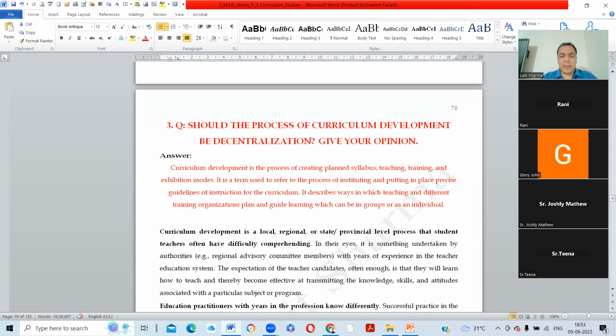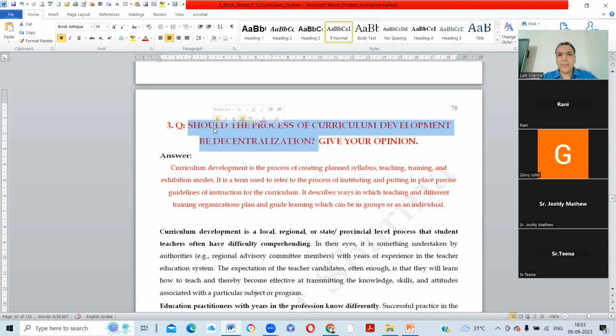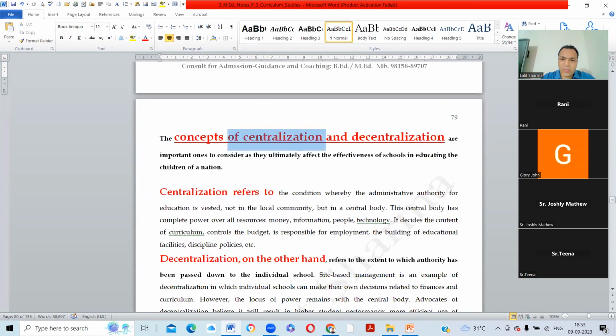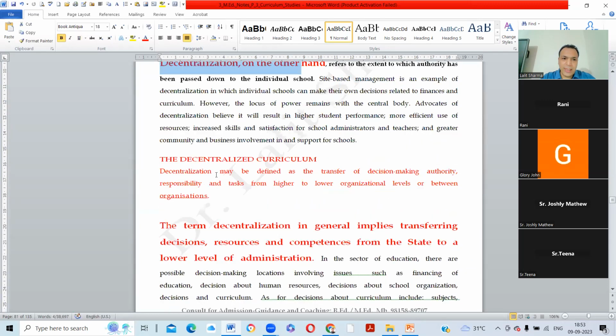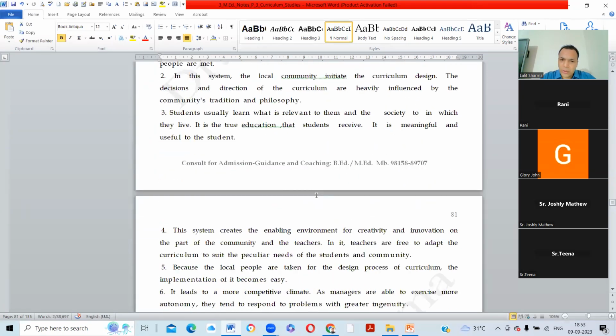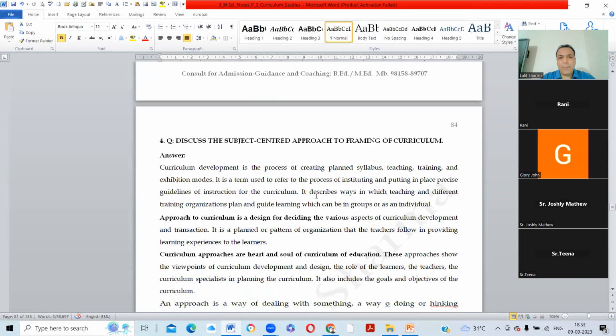So should the process of curriculum development be centralized? You have to talk about the decentralization system and the centralization system, and in the end you can say that yes, curriculum development should be decentralized. Because every stakeholder, whether students, parents, teachers, or community, should participate in curriculum development, since our goal is to develop the personality of the child. This you have to write under this question. करिकुलम, ये देखो कंसेप्ट ऑफ सेंट्रलाइजेशन एंड डिसेंट्रलाइजेशन. ओके, ये सेंट्रलाइजेशन का मीनिंग समझाया हुआ है, डिसेंट्रलाइजेशन का मीनिंग है. ओके, देन द डिसेंट्रलाइजेशन करिकुलम. So at the lower level, all will get the same power.